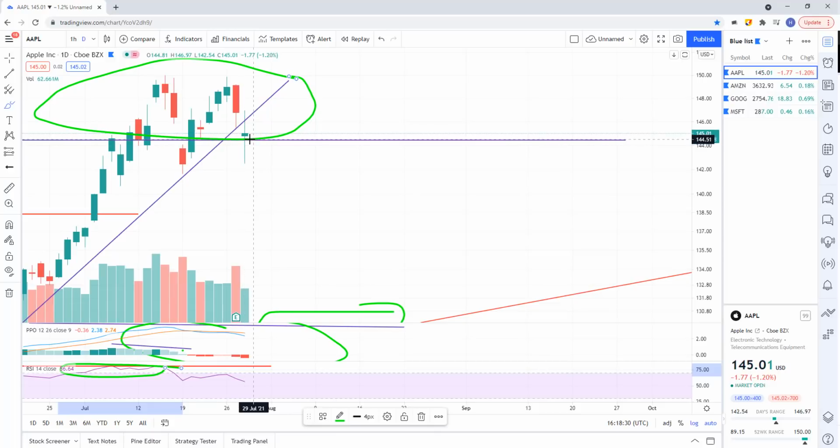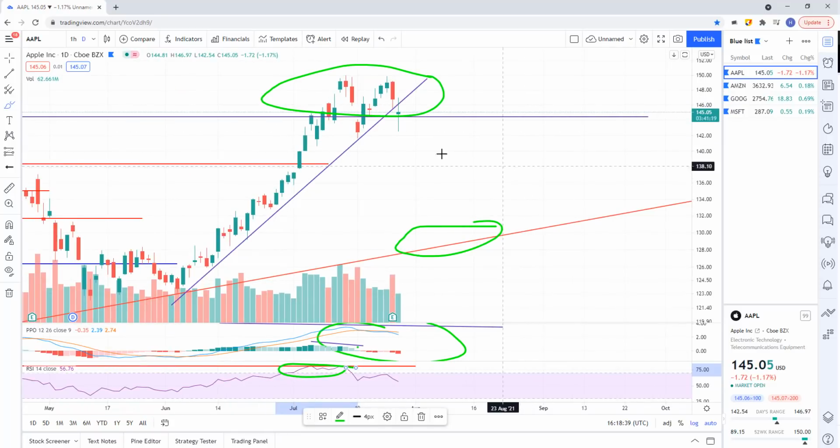So looking for a breakdown, I would look for that 144.40 area. An impulsive break below that level should set this thing to the downside. If we don't get that break and they recover the support line, then maybe we just continue higher. That's completely possible. So it could go either way, and those are the levels I'm looking at.